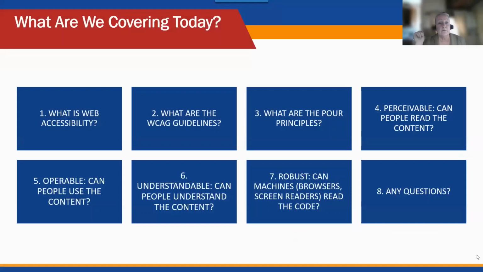Here's what we're going to cover. What is web accessibility? What are what we call the WCAG guidelines? What are the four principles? They're called the POUR principles. Perceivable, can people read the content? Operable, can people use your content? Understandable, can people understand the content? And robust, can machines such as browsers and screen readers read the code? And hopefully we'll have time at the end for some questions.